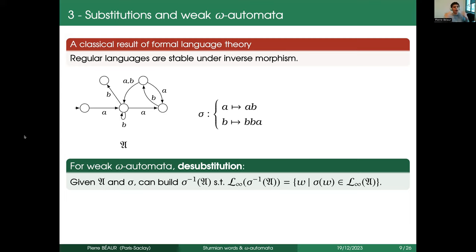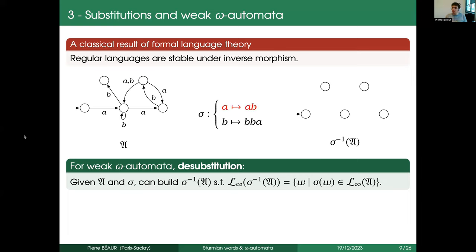So, how do I do it? On the left, I have an omega automaton. In the middle, I have a substitution. On the right, I will build the corresponding omega automaton, the substituted omega automaton. How do I do it? First, if I want to build an omega automaton, I need states. So I will just put exactly the same states. In particular, I will have also the same initial states. And now I have to build edges. How do I do it?